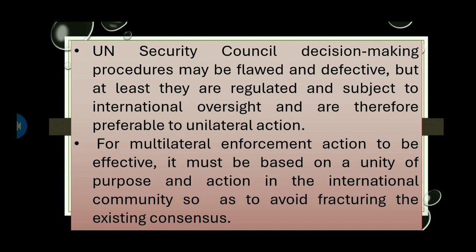When you say multilateral enforcement, it refers to the collective action taken by multiple countries or international organizations to enforce rules, regulations, or agreements. So it involves cooperation and coordination among various parties to ensure compliance with established norms and standards. Okay, it must be based on a unity of purpose and action, to avoid fracturing the existing consensus. When we say consensus, it is a general agreement of each organization or country.